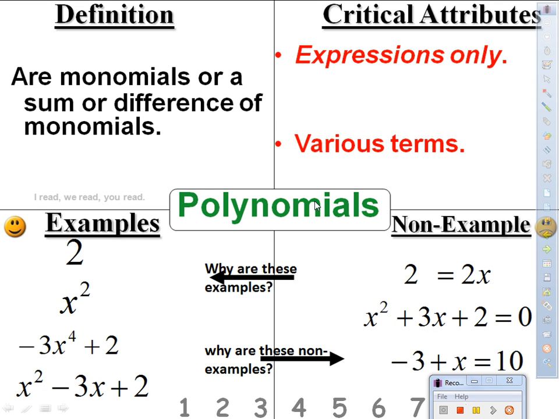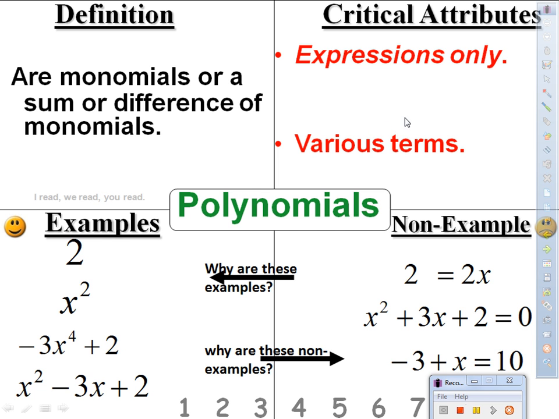So polynomials, what were they? Monomials or sum or difference of monomials. I remember when we went over this. This is a monomial, this is a monomial, this is a monomial, and they're being added here. That's a sum of monomials. Monomial, and here's a subtraction, so that's a difference, and in addition, it's a sum. These are not examples because they're equations, so they need to be expressions only with various terms. Remember that? Kind of, sort of?